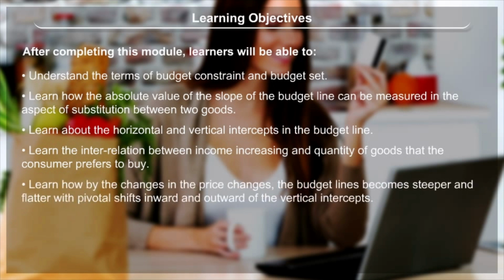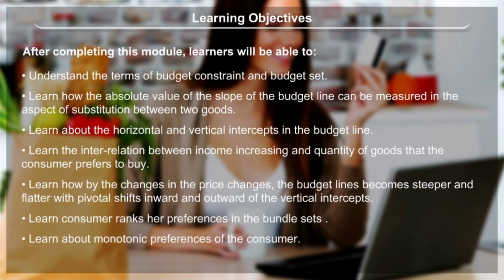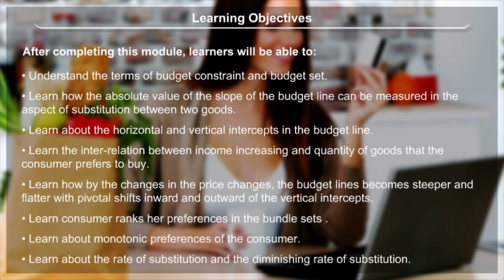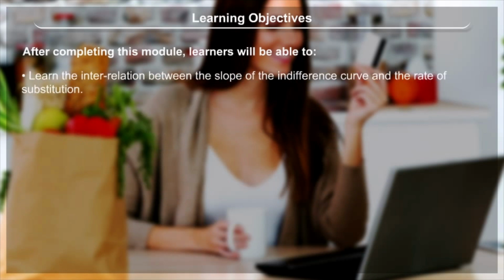Learn how changes in price make the budget lines steeper and flatter, with pivotal shifts inward and outward of the vertical intercepts. Learn how a consumer ranks her preferences in bundle sets. Learn about monotonic preferences of the consumer. Learn about the rate of substitution and the diminishing rate of substitution. Learn the interrelation between the slope of the indifference curve and the rate of substitution.